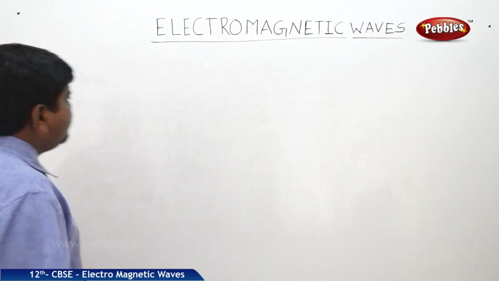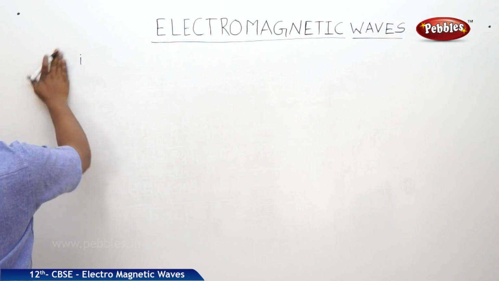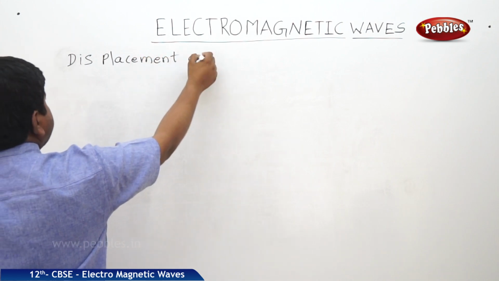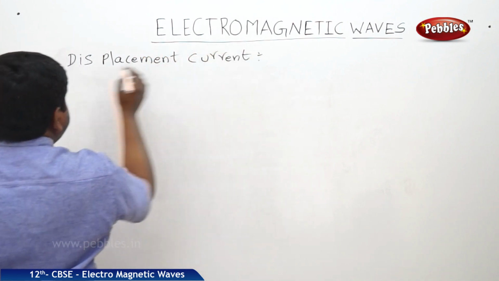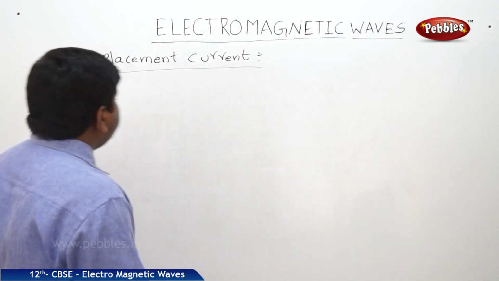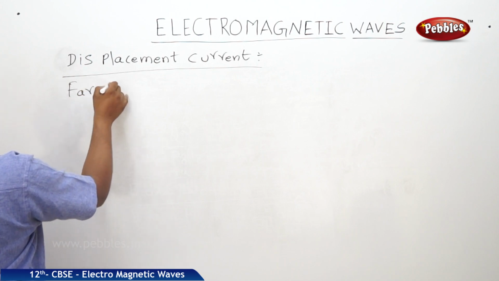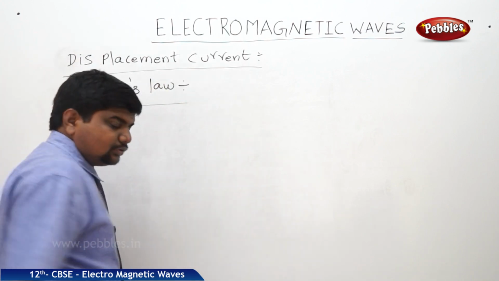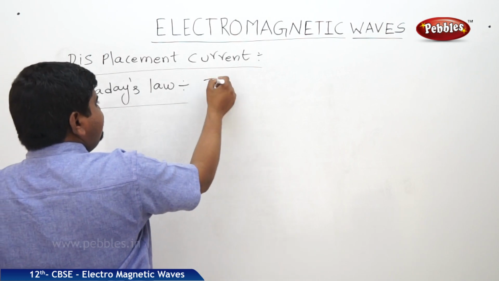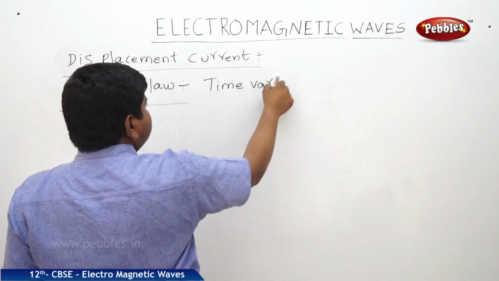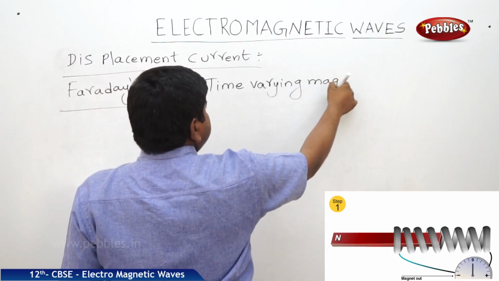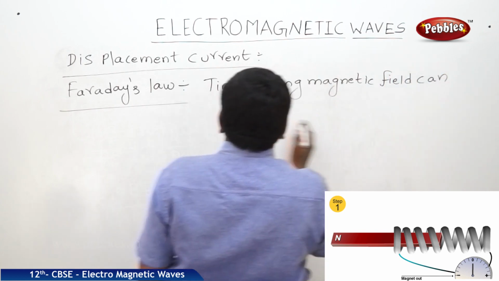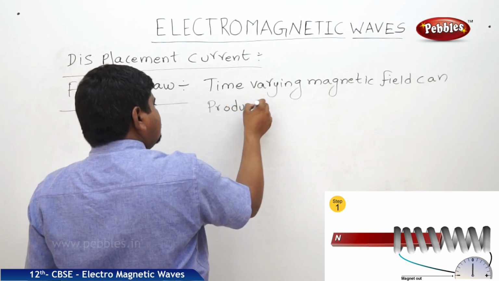Now how will we use the displacement current? What is the physical significance of displacement current? If you try to remember Faraday's law of electromagnetism, what is it? A time varying magnetic field or magnetic flux can produce an electric field.